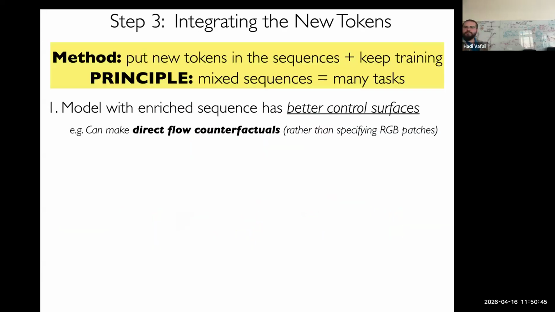Okay, anyway, the point though is that these different components of the sequence lead to these different tasks, and as a result, models have very enriched control surfaces. So now, for example, you can make direct flow counterfactuals. Let's say you want to move something. It's really annoying to specify that by specifying an RGB patch motion. Because actually, let's say you move something, especially if it's moving out of plane, then the transformation on the pixel sucks, actually, to even get the counterfactual. But in flow space, building the counterfactual is much easier. You just say, put this flow here.